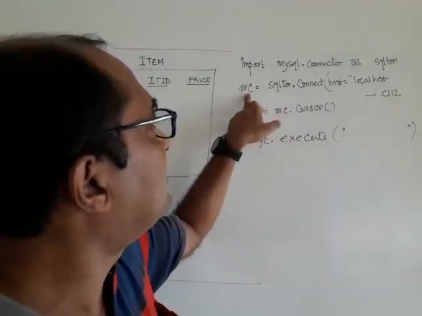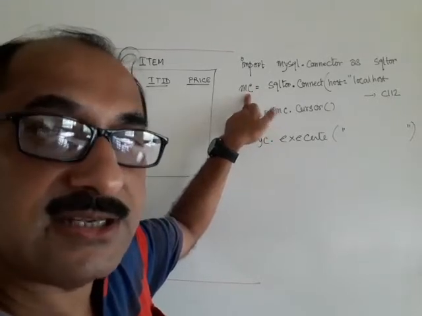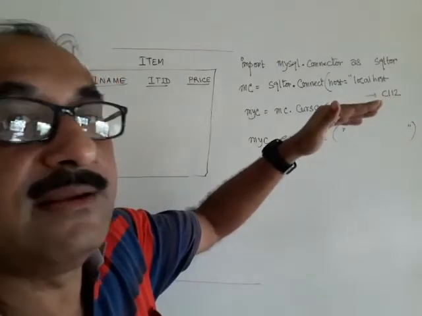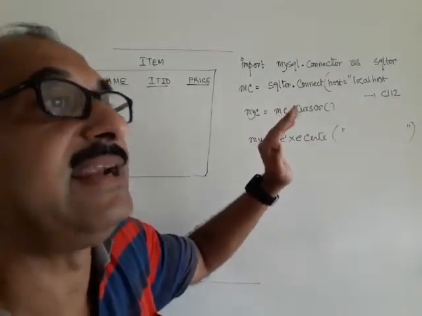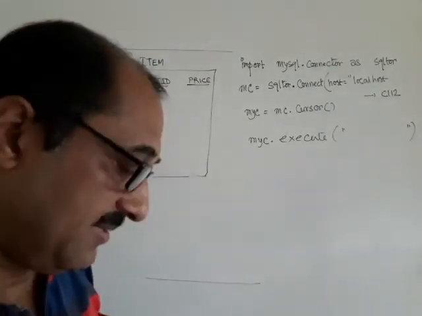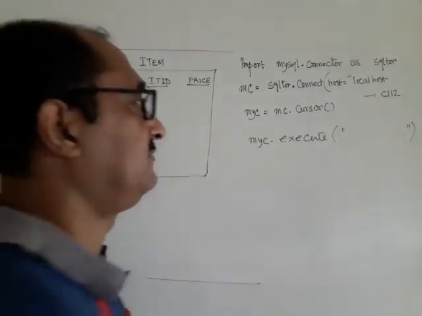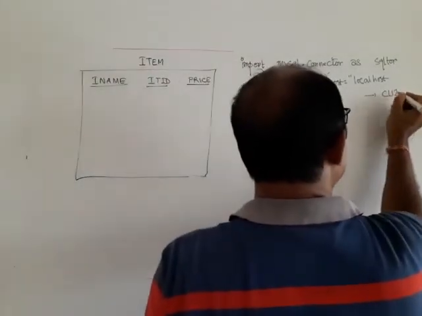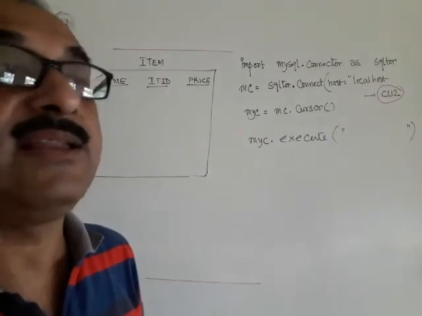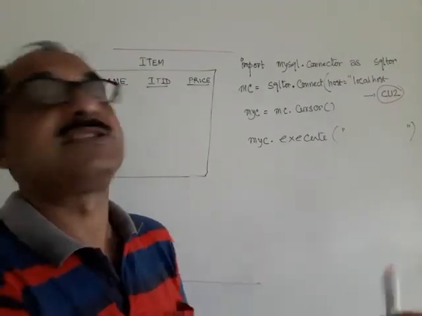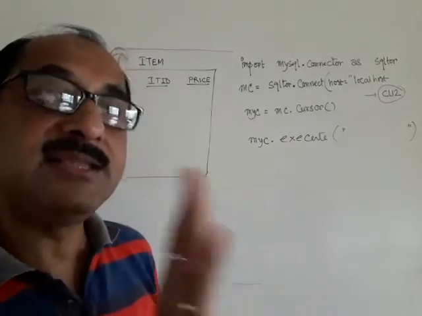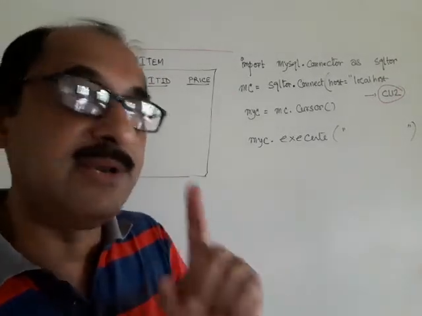Then I have created a connection MC. MC is the connection. This connection will help us build up a link between our Python program and the database. Imagine I am accessing a database. The name of my database is say CL12. This is my database, and this database is there in my MySQL folder. I created this database, and in this database, imagine there is the table called item.